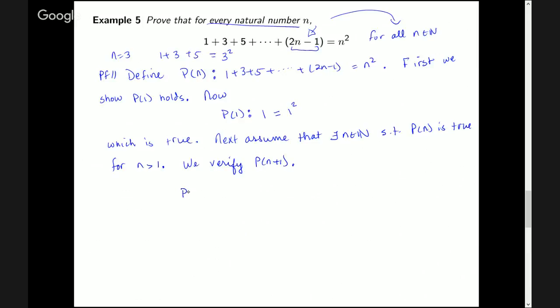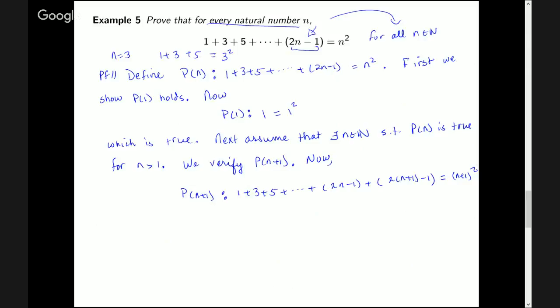So let's write P of n plus 1. P of n plus 1 is the statement 1 plus 3 plus 5 plus up to 2n minus 1, and then 2(n plus 1) minus 1. And what are we trying to say that that's going to be equal to? (n plus 1) squared, right?